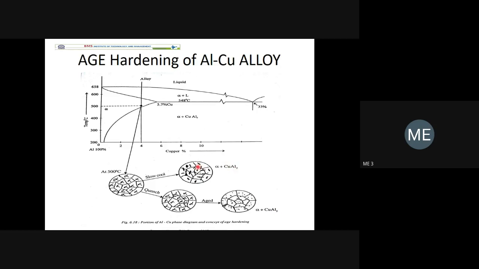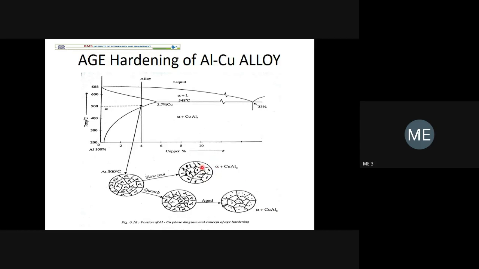This is a phase. This you can see. These are two diagrams. This is also alpha plus CuAl2. This is also alpha plus CuAl2. I have given an example of Lakshman. So there are two Lakshmans, and those two Lakshmans do not resemble each other. One is maybe very tall, one is very strong. But here also it is alpha plus CuAl2. Here also alpha plus CuAl2.